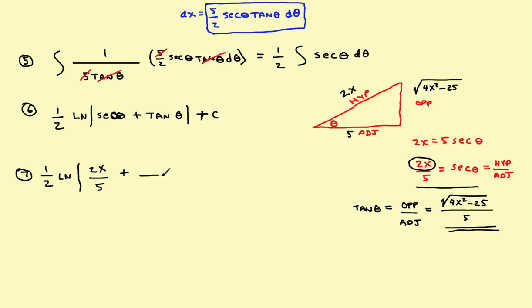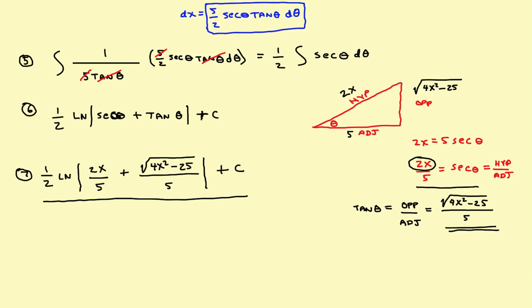So this can be replaced with the square root of 4x squared minus 25 divided by 5. Attach the plus c, and you are done.